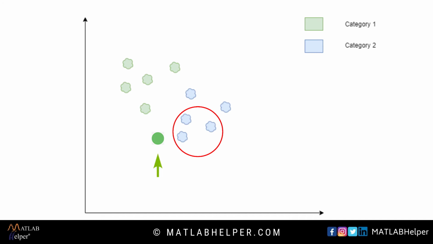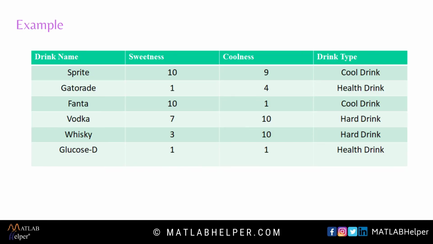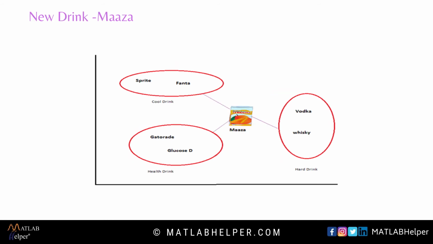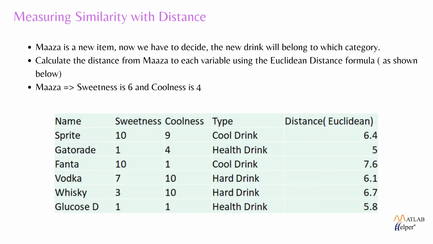This was the graphical approach. Let us do the same implementation with the help of the mathematical approach. Consider one dataset which shows the drink type of a particular drink based on sweetness and coolness. If we check the clustering representation, then we can say there are 3 drink types. Suppose we got a new drink, Maza. Now our goal is to find out the category of the new drink, Maza. Assume the sweetness of Maza is 6 and the coolness of Maza is 4. Now apply KNN steps to get the category of the new drink.